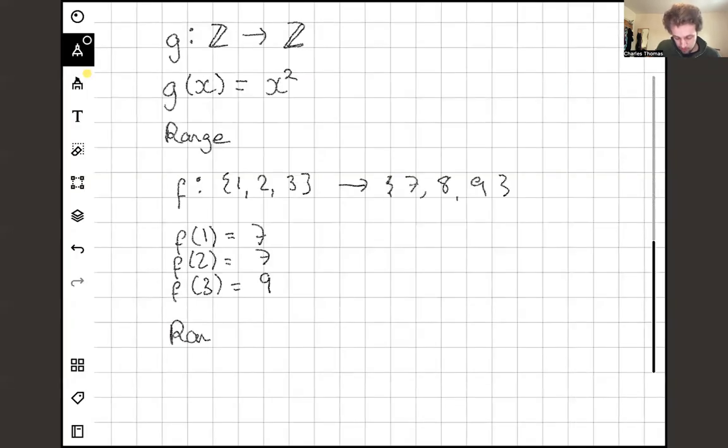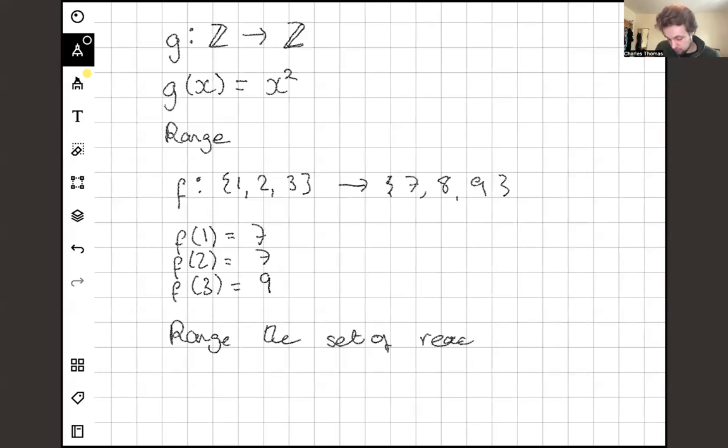So we call the range the set of reachable output values. Forgot to spell output there.